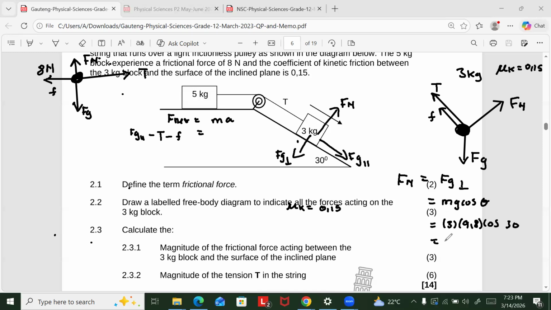That gives us 25.46 newtons. Now we want the frictional force: Fk is equal to mu k times the normal force, which is 0.15 times our normal force, 25.46. Times 0.15 gives 3.8192 newtons, that is the frictional force.